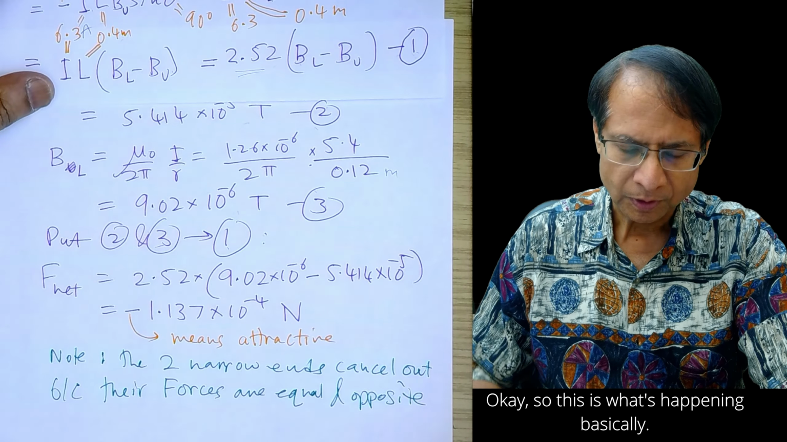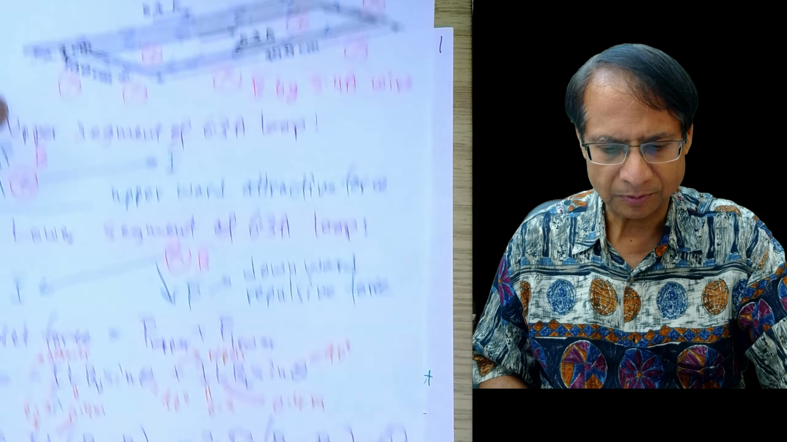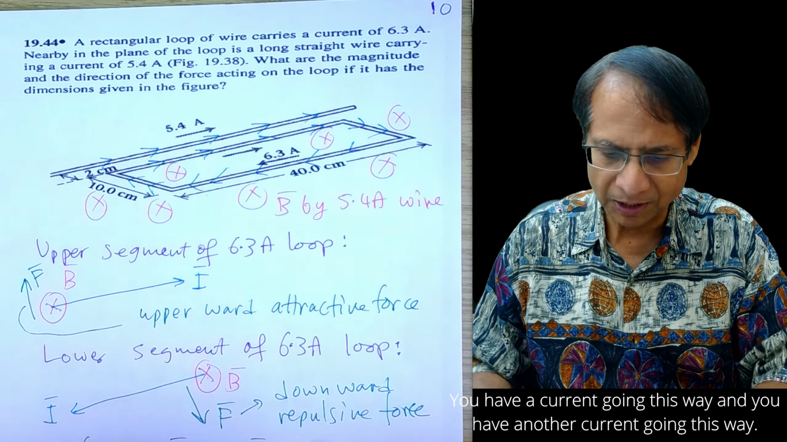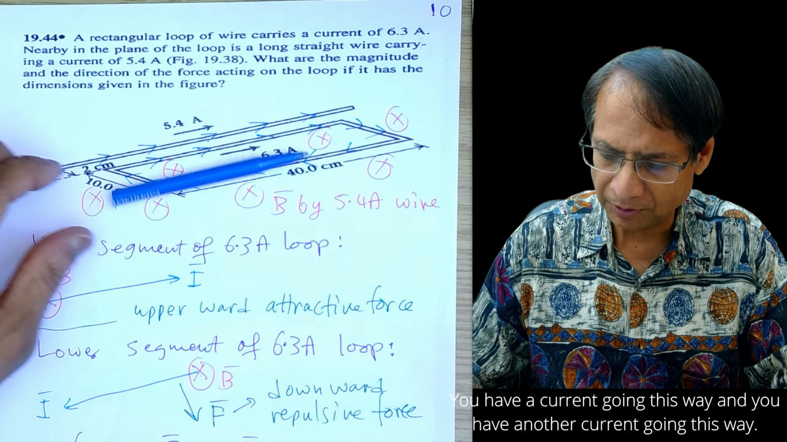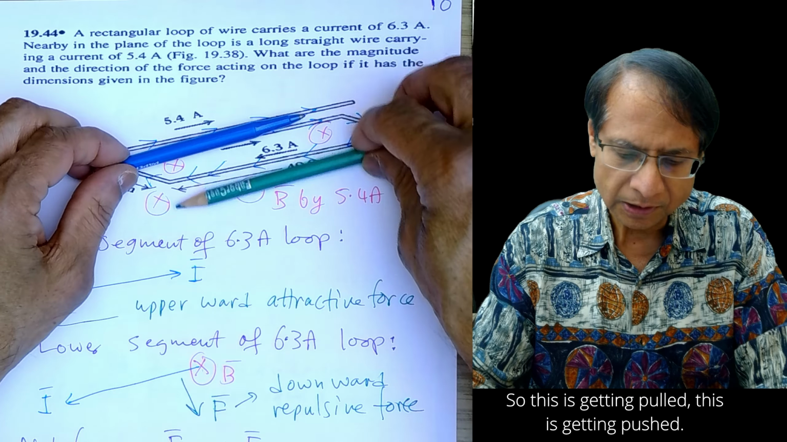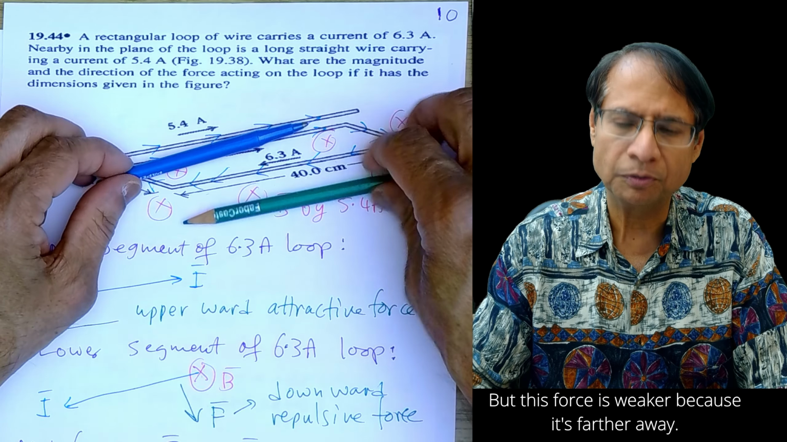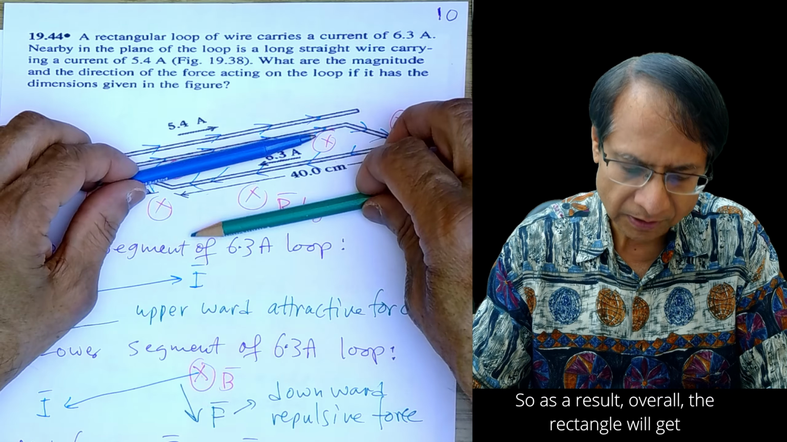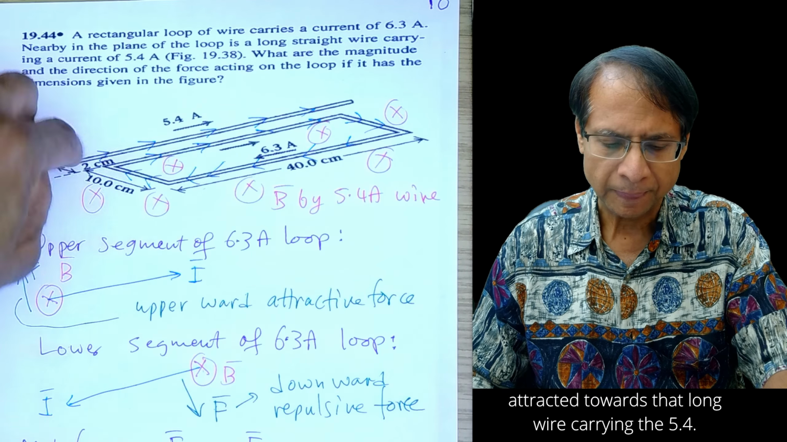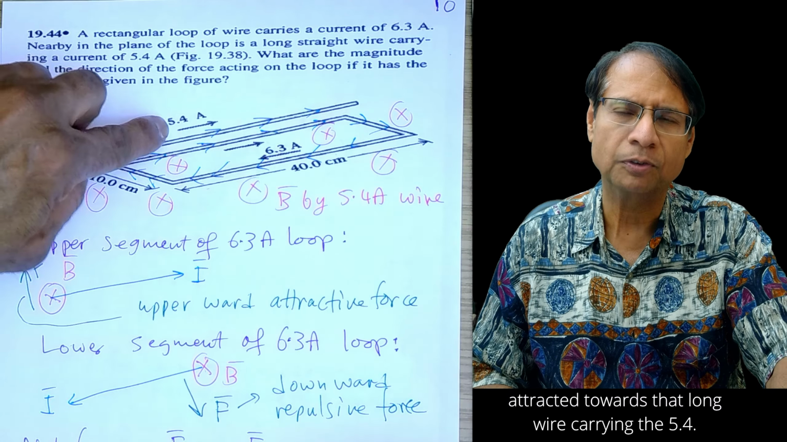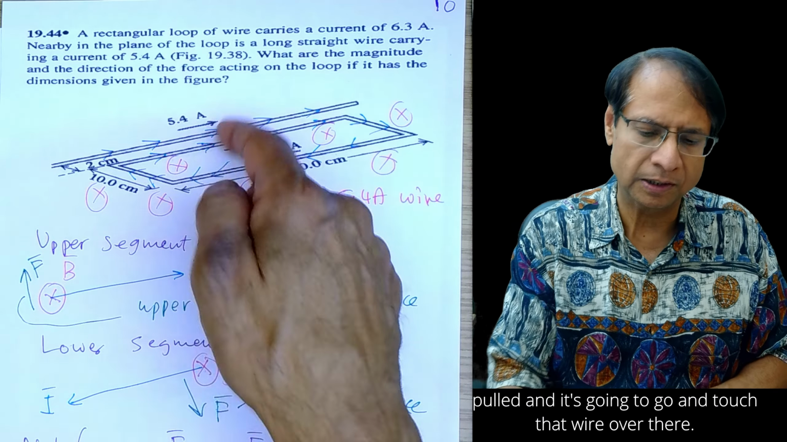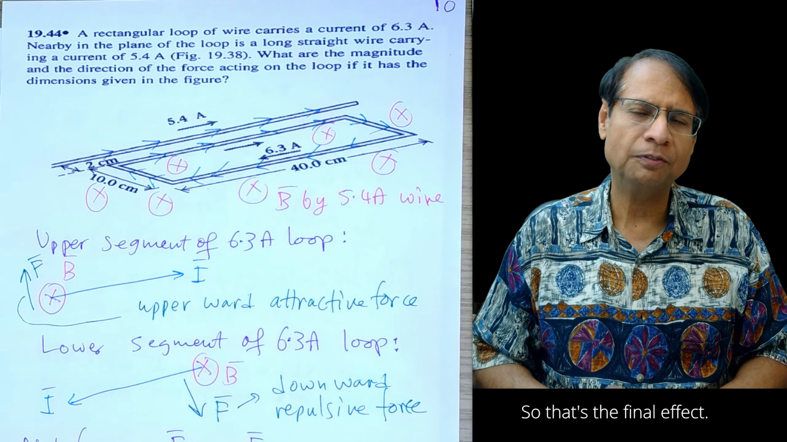Okay, so this is what's happening basically. Going back to the original question, you have a current going this way and another current going this way. So this is getting pulled, this is getting pushed. But this force is weaker because it's farther away. As a result, overall, the rectangle will get attracted towards that long wire carrying the 5.4. If the rectangle is not fixed, it'll literally get pulled and go touch that wire over there. That's the final effect.